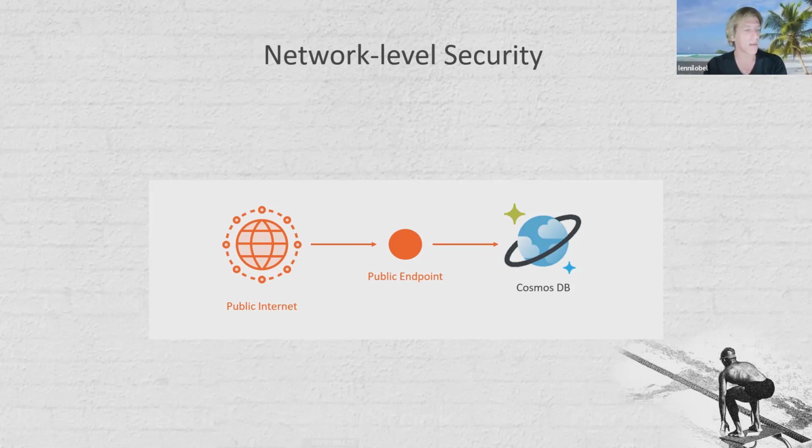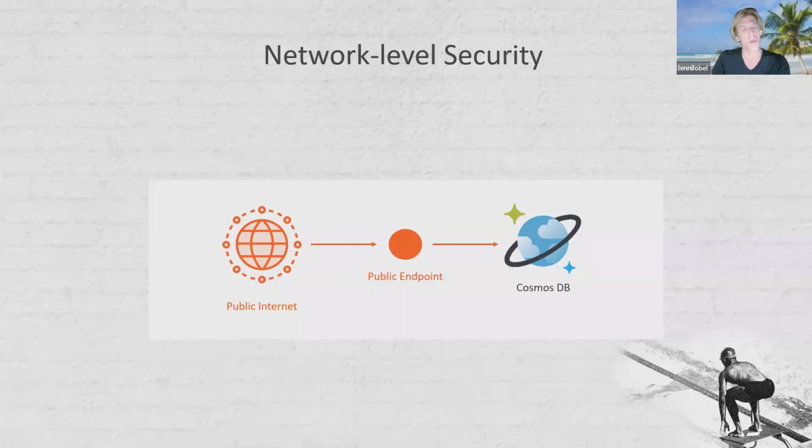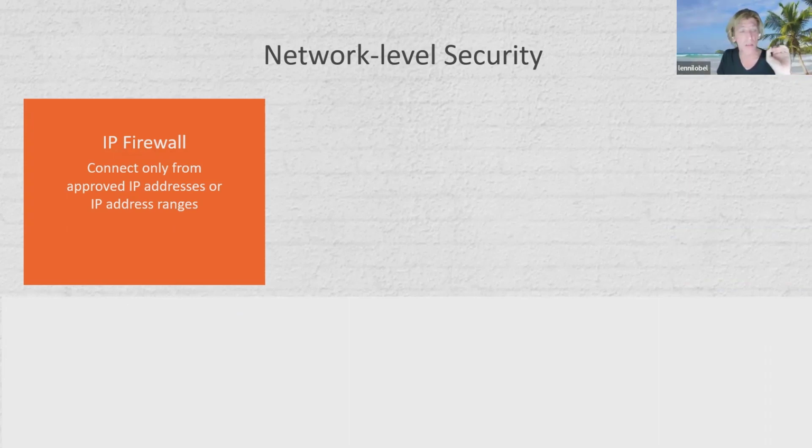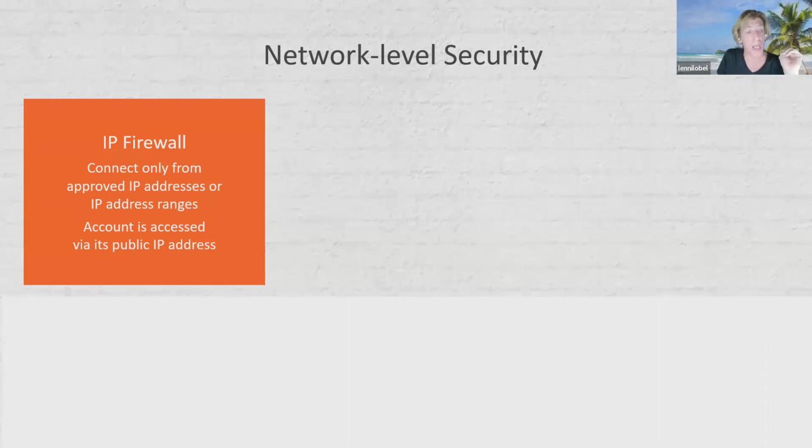But of course, obviously for production scenarios and production workloads, that's way more exposure than you would ever want to have. And you'd want to lock things down for those sensitive production workloads. And that's where the IP firewall comes in. And this works very similar to the way you've seen firewalls work in many other systems. You have an approved list of IP addresses or IP address ranges, and only clients that come from those IP addresses are allowed to access your account, right? And at that point, your account is going to be accessed by its public IP address.